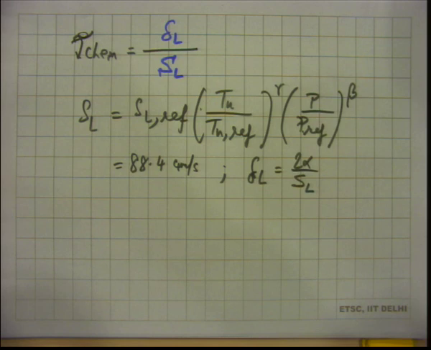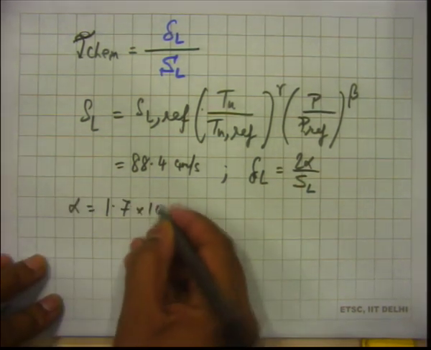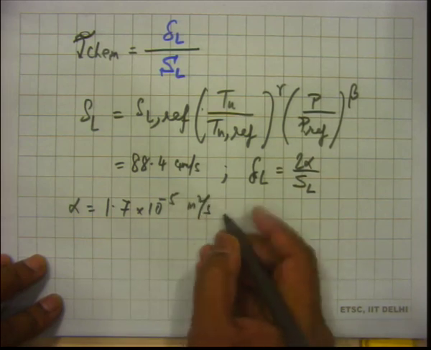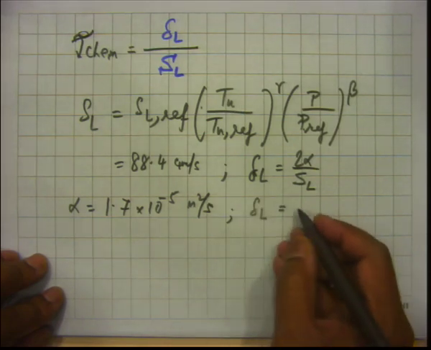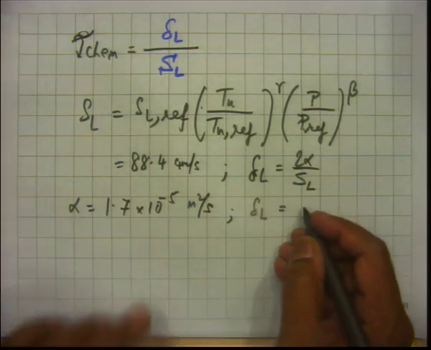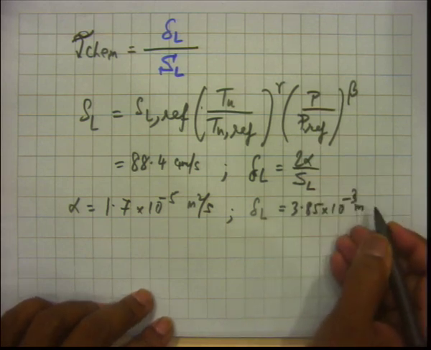Your Tb is 2000, Tu is 650. So, 2650 divided by 2, 1325 Kelvin. So, at 1325 Kelvin, he takes alpha to be that of air. See, it is a fuel air mixture, but it is mostly air. So, we have taken the properties to be that of air, and then he has got alpha as 1.7 10 to the power minus 5 meter squared per second, and correspondingly he has got delta L equals 2 alpha by SL. So, it is 3.85 10 to the power minus 3 meters.